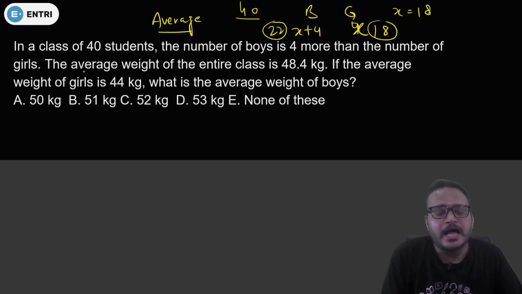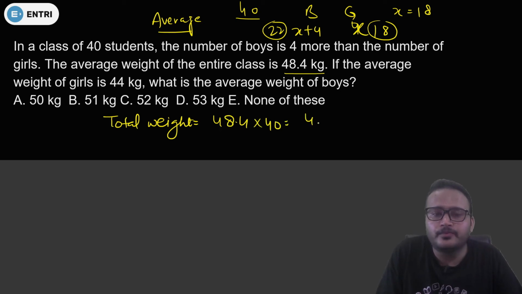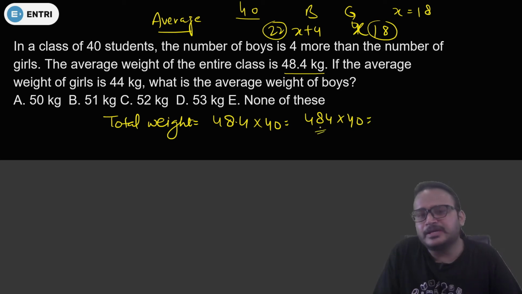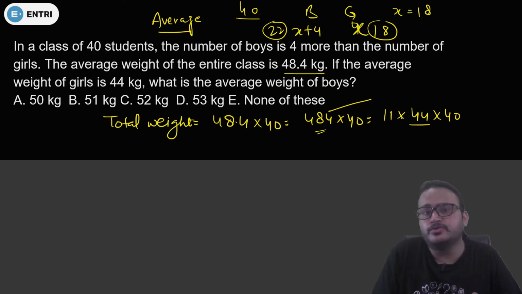So guys, the average weight of the entire class is 48.4, so that means we can find the total weight from here. Total weight will be 48.4 multiplied by 40, that means 484 multiplied by 40. And this 484 will create difficulty for you. But how can you get rid of this? You can write this as 11 multiplied by 44 multiplied by 40. Why did I write 484 as 11 multiplied by 44? I'm going to tell you in the next line.